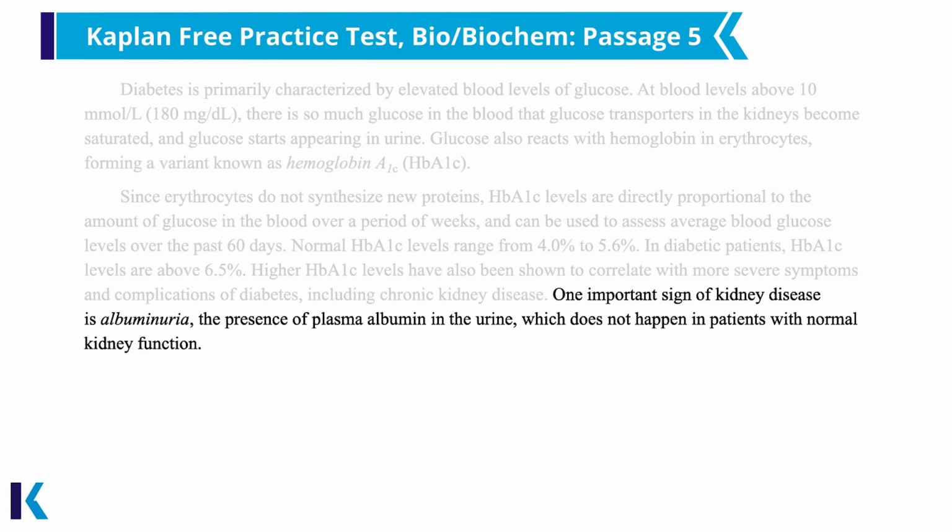The final sentence follows up with another factor relating to mismanaged diabetes, albuminuria, which only happens in patients with abnormal kidney function. In other words, detecting plasma albumin in the urine is a measure of kidney disease, with higher amounts likely indicating more severe disease. Overall, this paragraph has given me two ways to measure the severity of diabetes: higher levels of A1C and albuminuria.